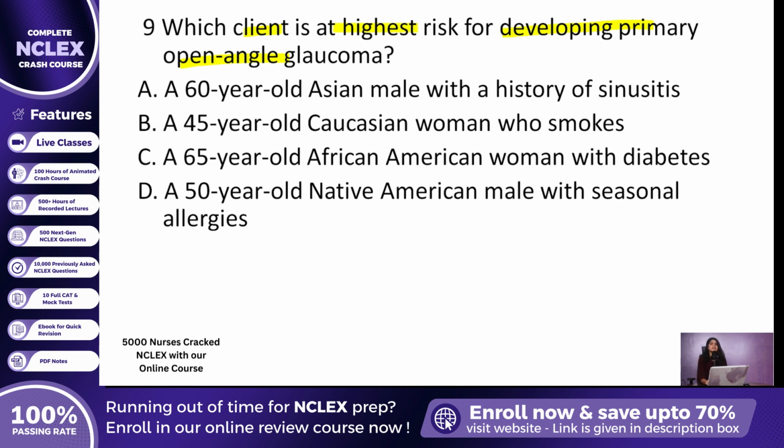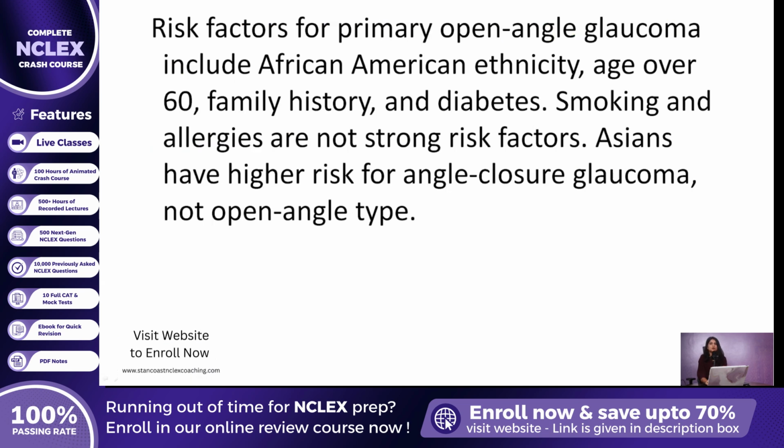The correct answer is C. A 65-year-old African-American woman with diabetes. Here's why. Primary open-angle glaucoma has some well-established risk factors: being over the age of 60, having a family history, being African-American, and having diabetes. All of these risk factors are present in this client. The other options may include some health concerns, but none are strongly linked to open-angle glaucoma.